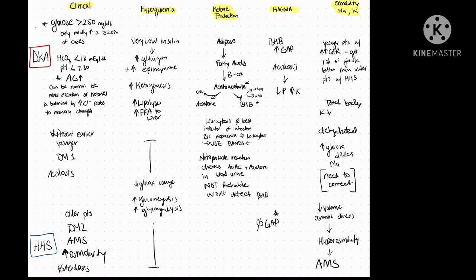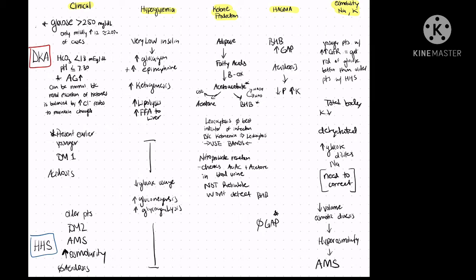So the osmolarity is going to be elevated in HHS. It's going to be more or less normal in DKA. The potassium and sodium are two electrolytes that are also affected. The potassium could be elevated or normal or even low, but you just have to understand that the total body potassium is decreased because of the intracellular shift because of the acidosis and lack of insulin.